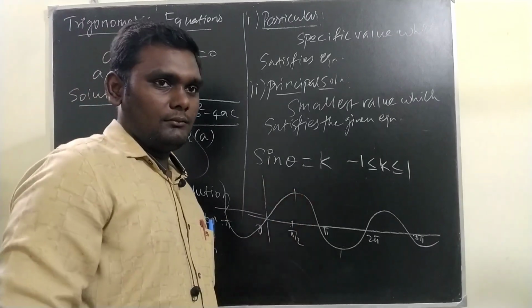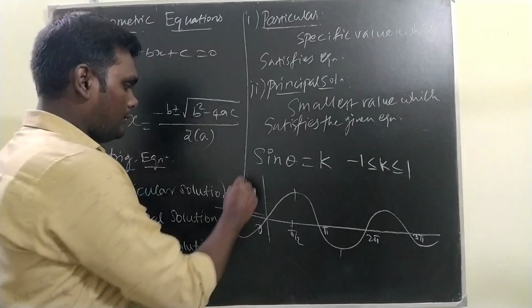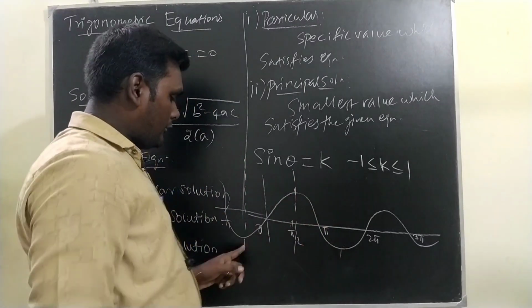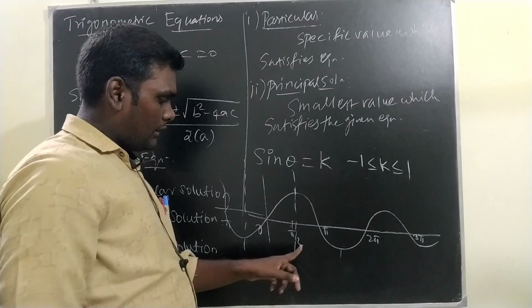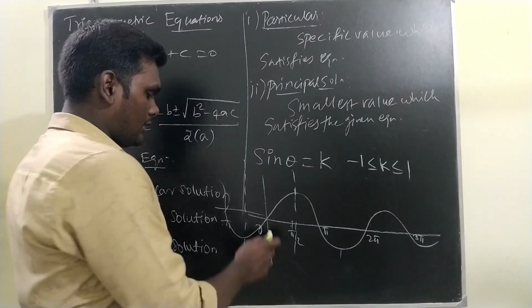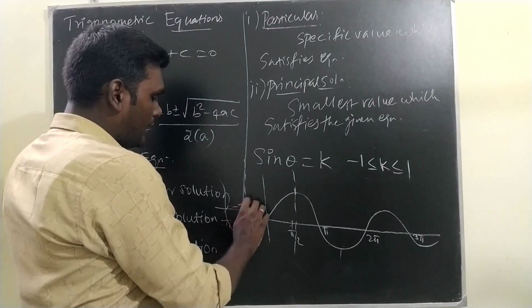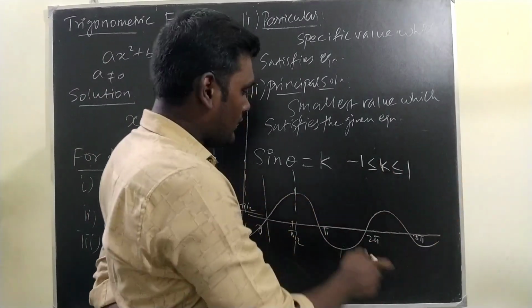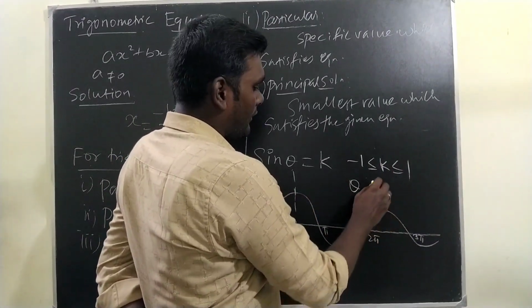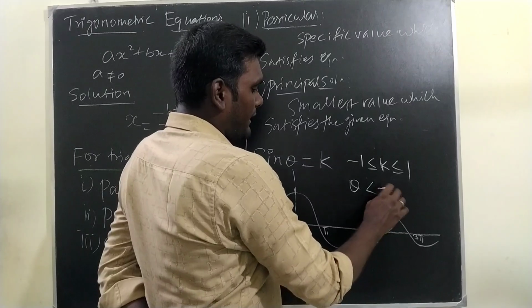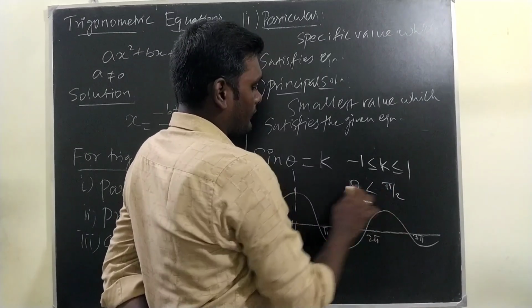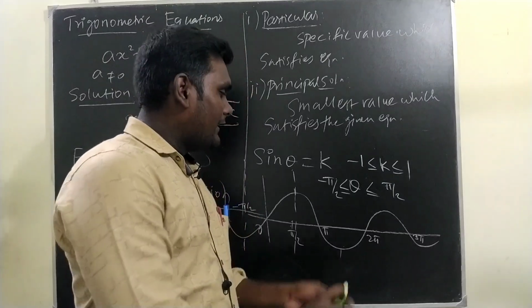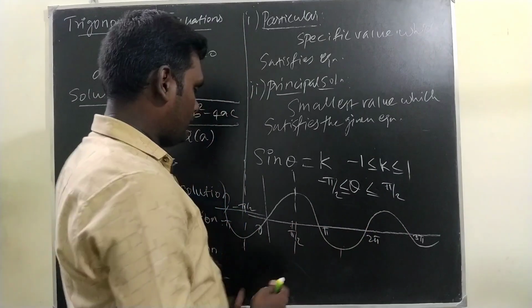The origin interval. See, from minus 1 to plus 1. Minus 1 means this one, plus 1 means this one, like a margin. So here it is minus pi by 2 to plus pi by 2. When k varies between minus 1 and 1, our theta will vary between minus pi by 2 and plus pi by 2. So this interval is the principal solution. Got it?